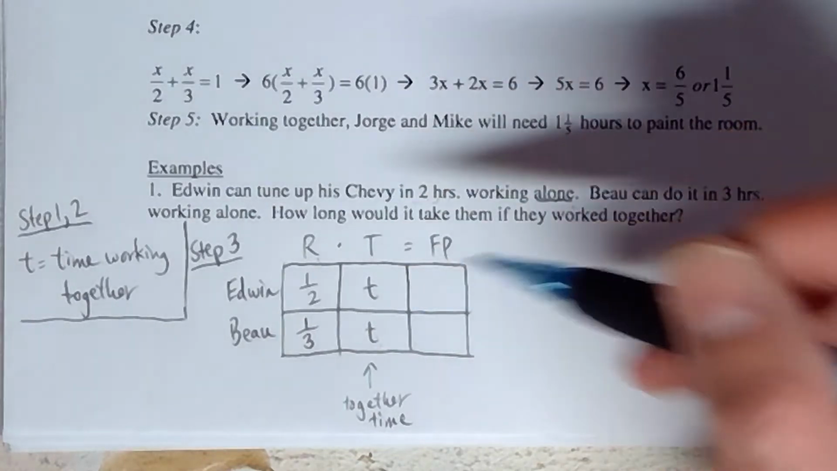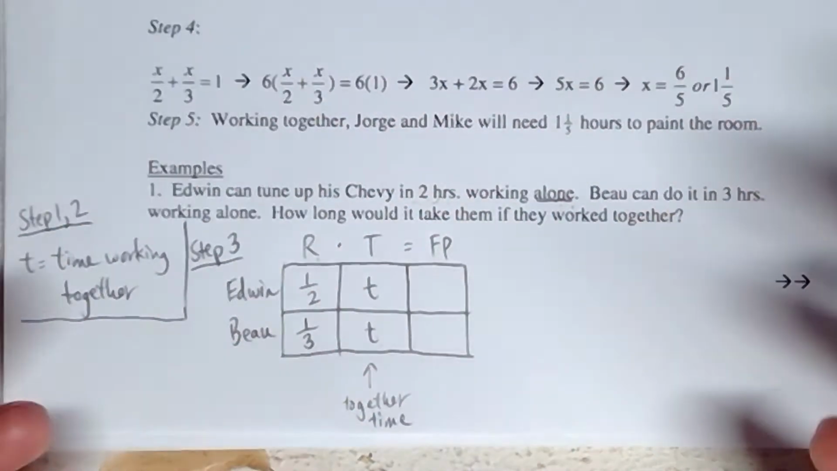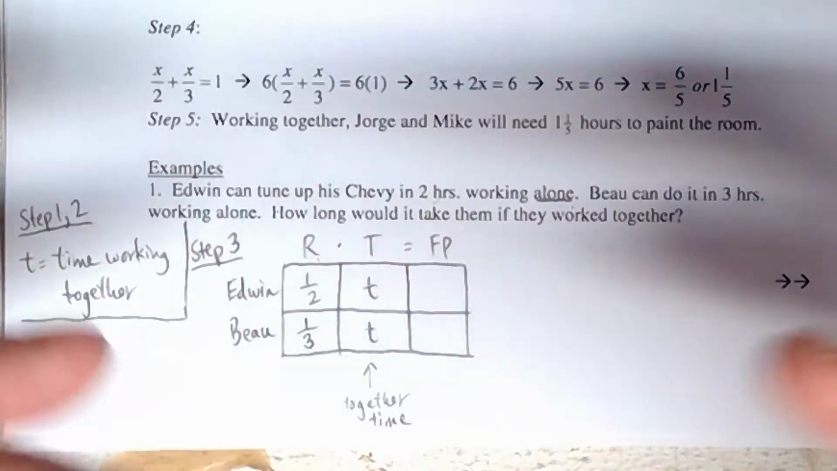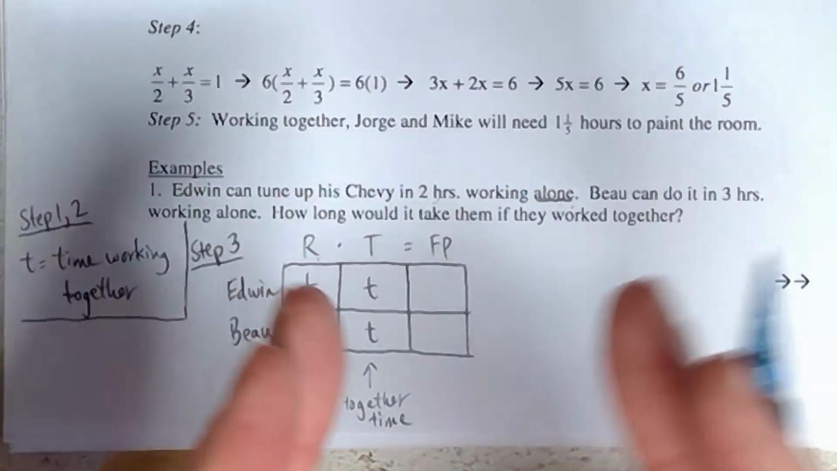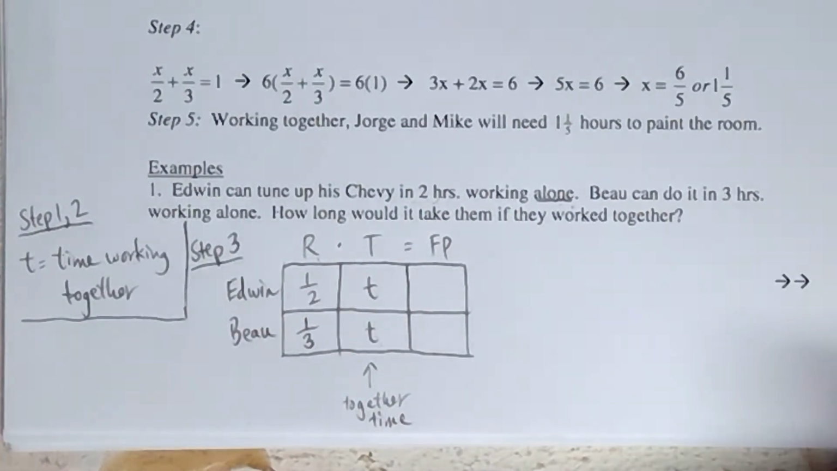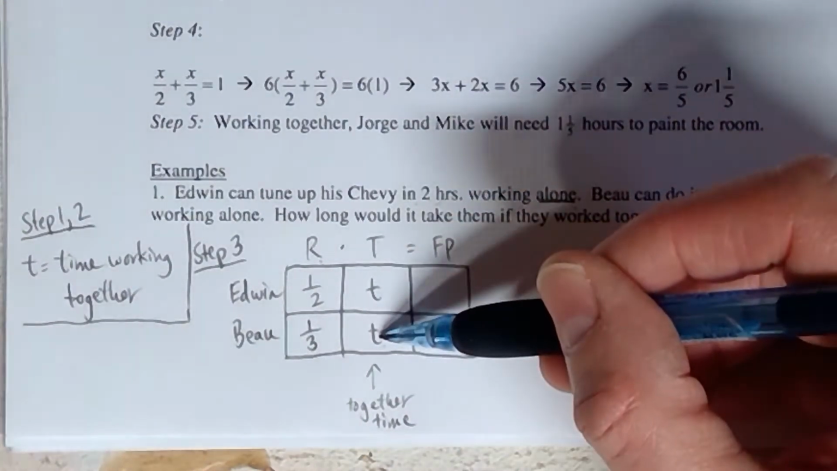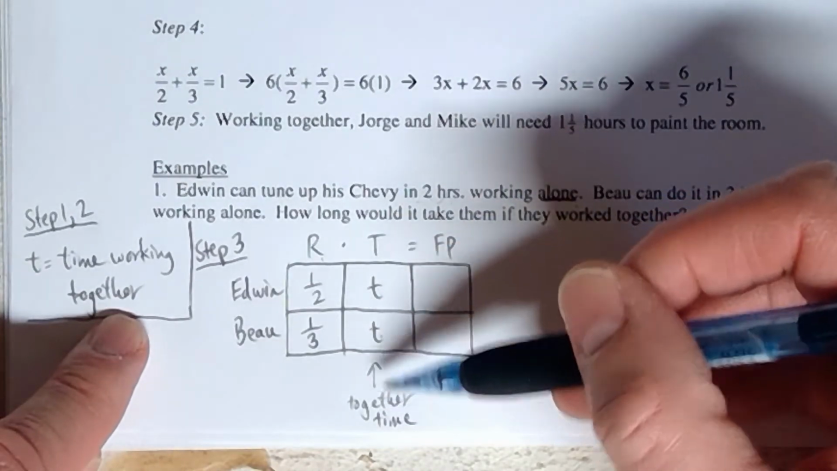And the reason why that's true is because the two people working together are always going to start at the same time, and they're always going to keep working until the whole job is done. And so their together time is always going to be the same for both because they start at the same time, and then they'll both stop at the same time when the job's done. And so that's why these two boxes have to be the same. But it's going to be equal to T in this case because this says time working together. So it's the together time here.